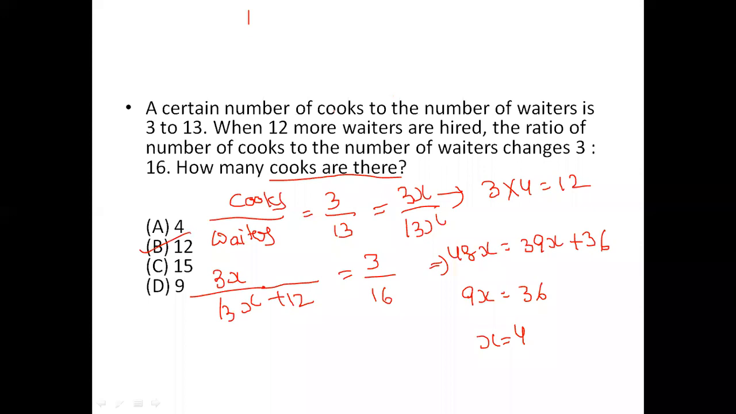Actually, initial ratio is 3 is to 13. That means 3x and 13x. Because they are in ratio, we can take one common factor x. When 12 more waiters are hired, there will be change in the value of waiters, guys, but not cooks. Cooks will be the same 3x. And waiters are hired means plus 12 we can add. And that is equal to 3 by 16. Solve for the value of x and check for the cook's value, which is 3 into 4. That is 12. So check the explanation once and let me know if you have any doubts. Post it in the chat box.